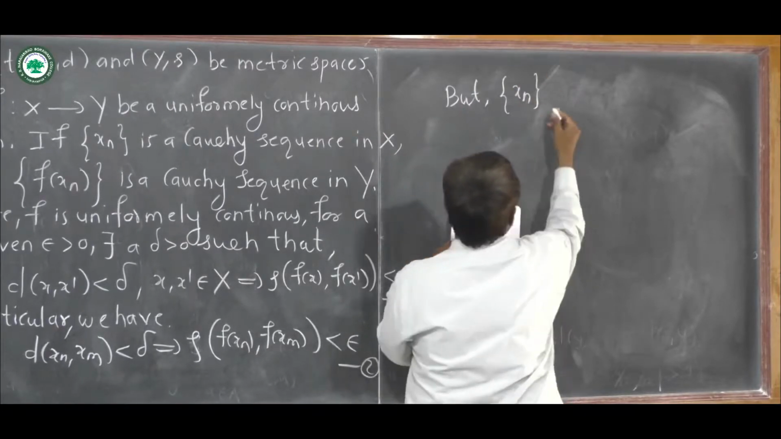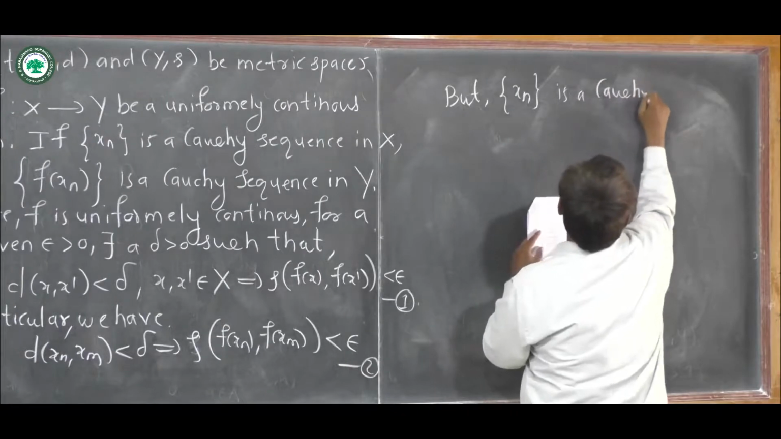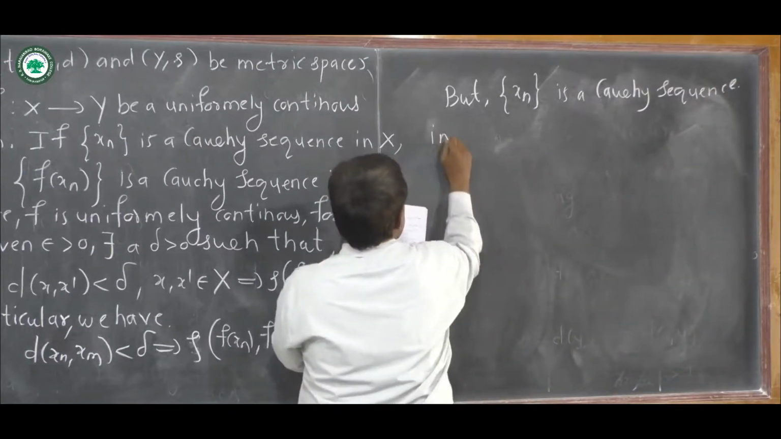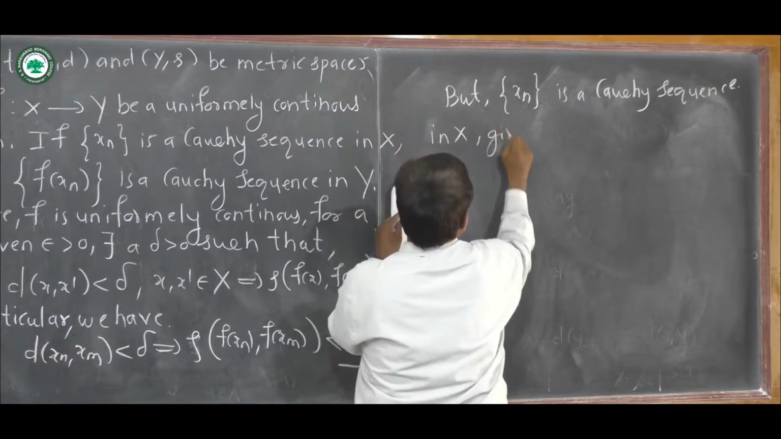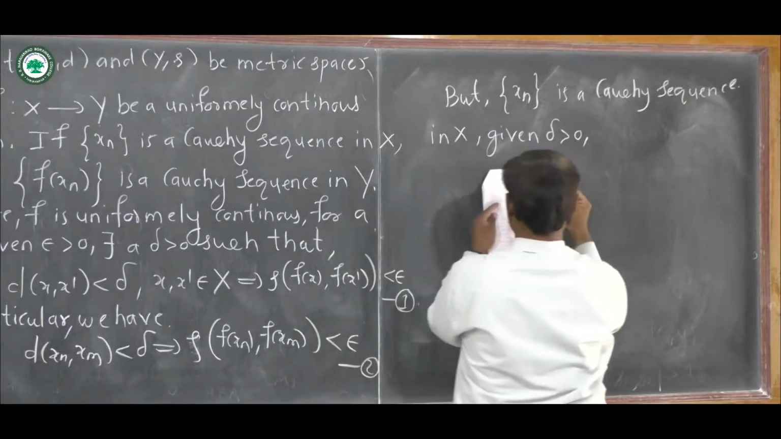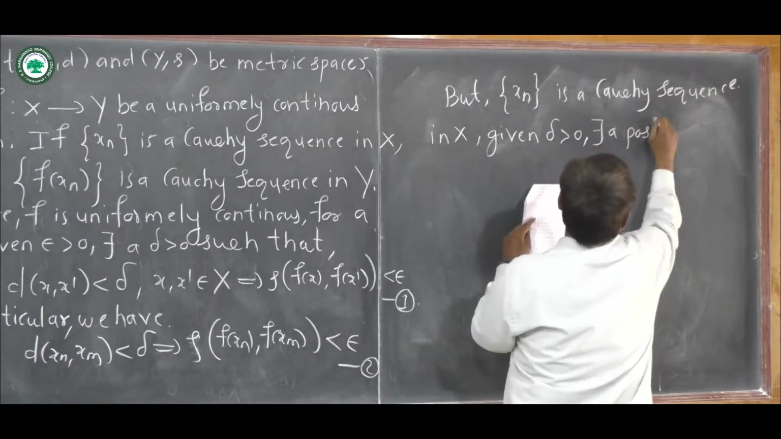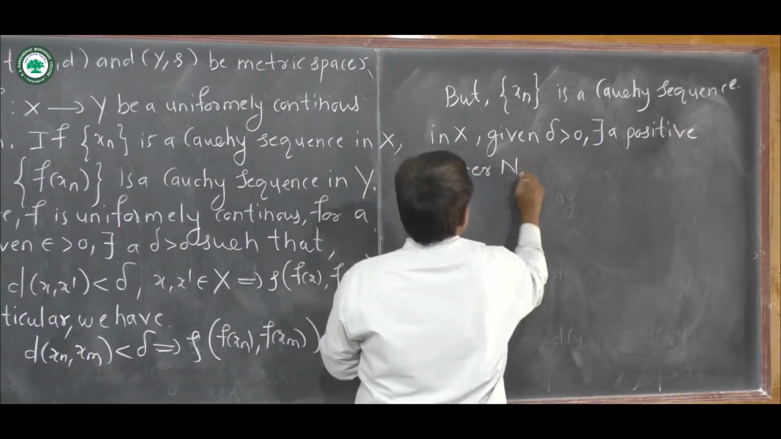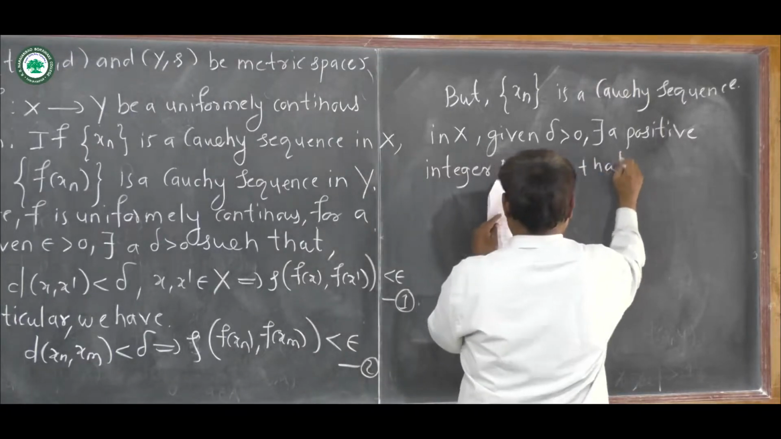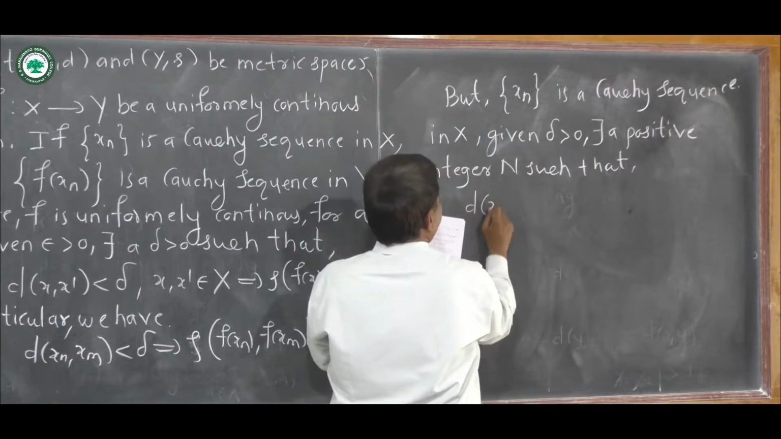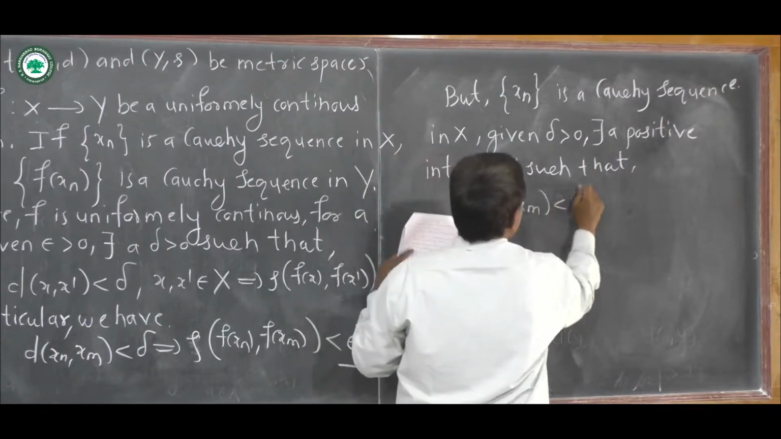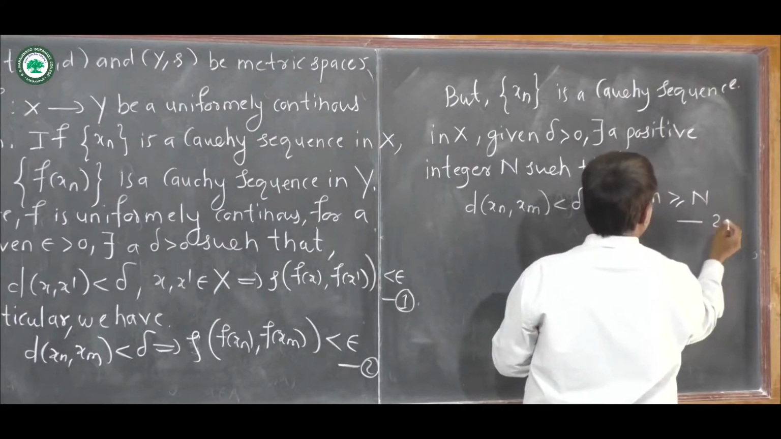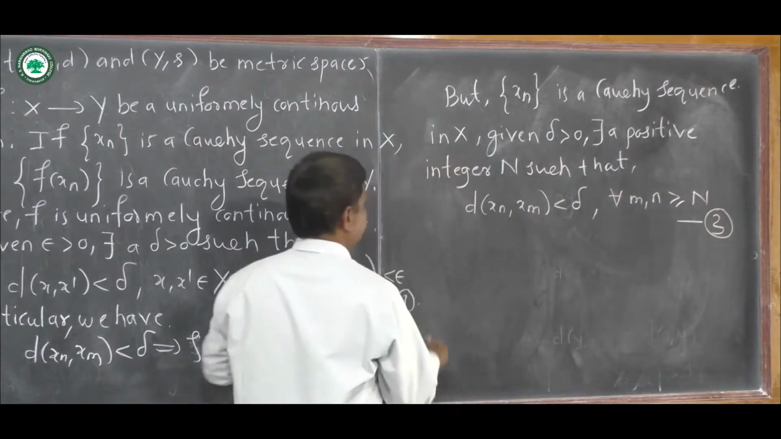But xn is a Cauchy sequence in X. So given delta greater than 0, there exists a positive integer capital N such that d of xn, xm is less than delta for all m and n greater than or equal to N. By using the definition of Cauchy sequence, we write this. Call this 3.